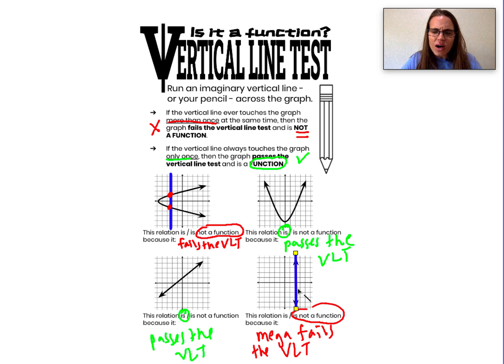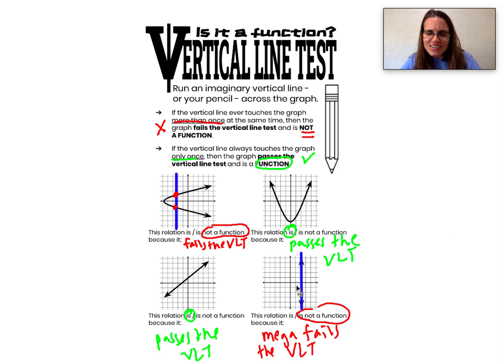This x value of, is it 2? 2-ish? This x value of 2 has an infinite possible number of possibilities for y. So a given x does not have a predictable y. It does not just have one y, and this is not a function.